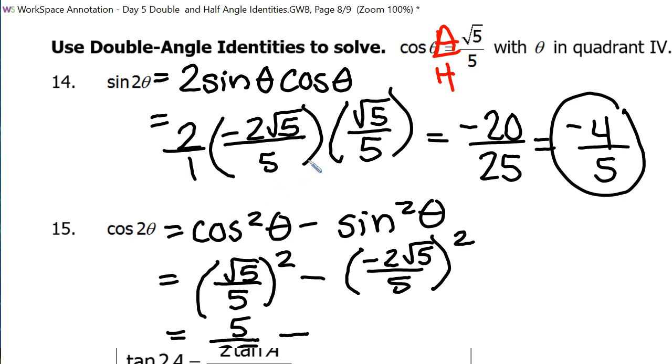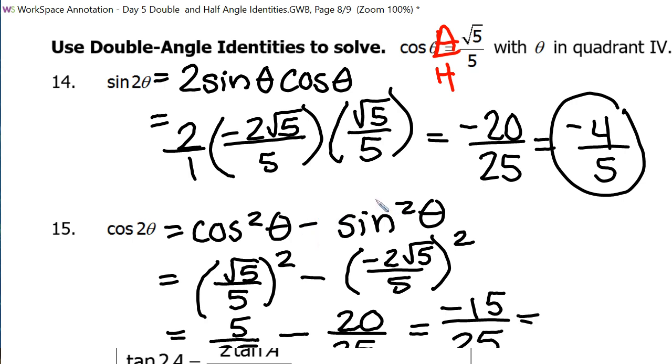Let's see, the 2 gets squared and it's negative 20 over 25? It would be 20 over 25. When you square a negative, this becomes positive. So we're subtracting a positive 20 over 25. And 5 minus 20, negative 15 over 25. And that simplifies to negative 3 fifths.